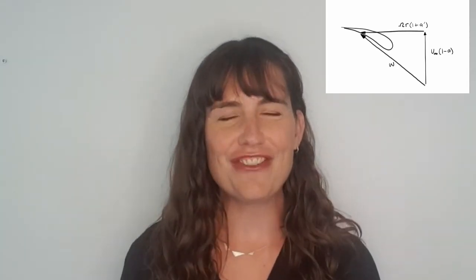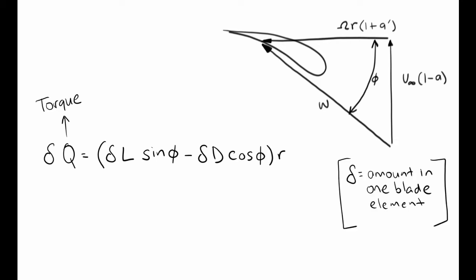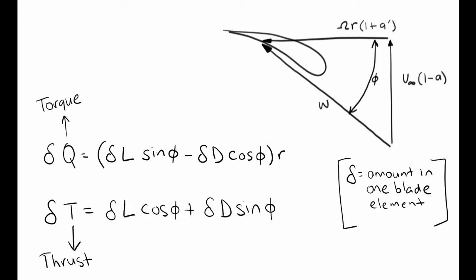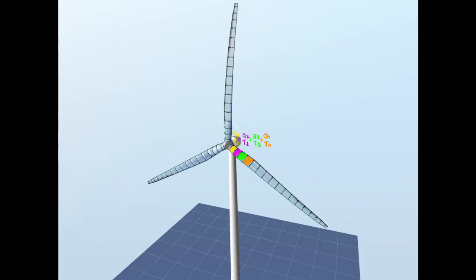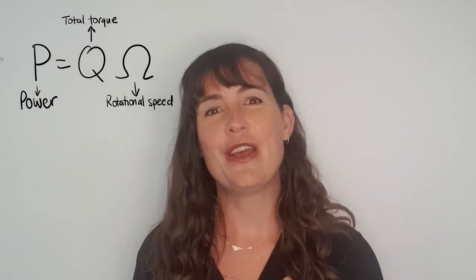You need to use trigonometry again to get these components. For the torque, it's the lift force times sine of psi minus the drag force times cos of psi, times the radial location of the blade element. For the thrust force, it's the lift force times cos psi plus the drag force times sine of psi. If you split the blade into a number of sections and add the torque and thrust for all of these sections, then you will get the total torque and thrust. And then to get the power of the turbine, you multiply the torque by the rotational speed, omega.